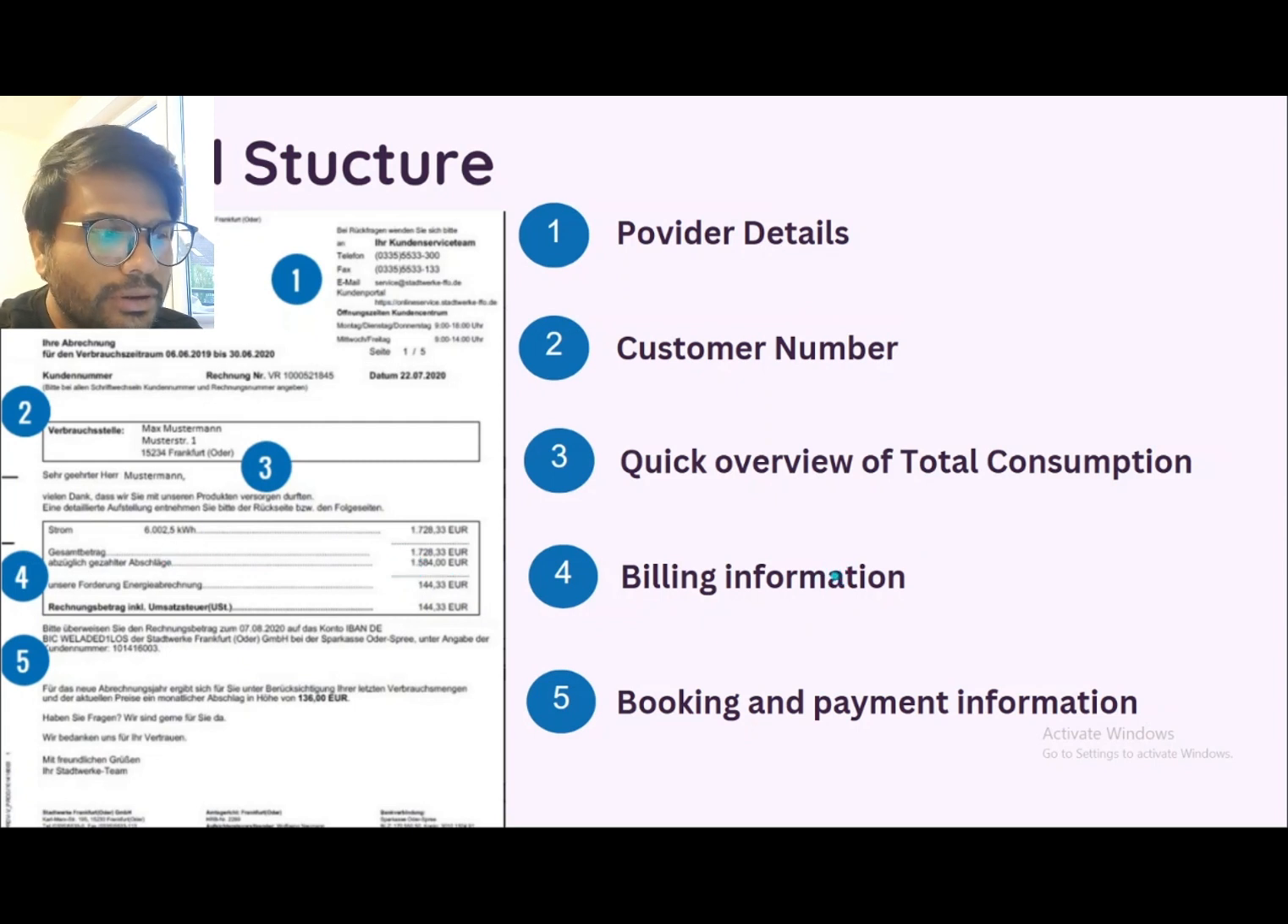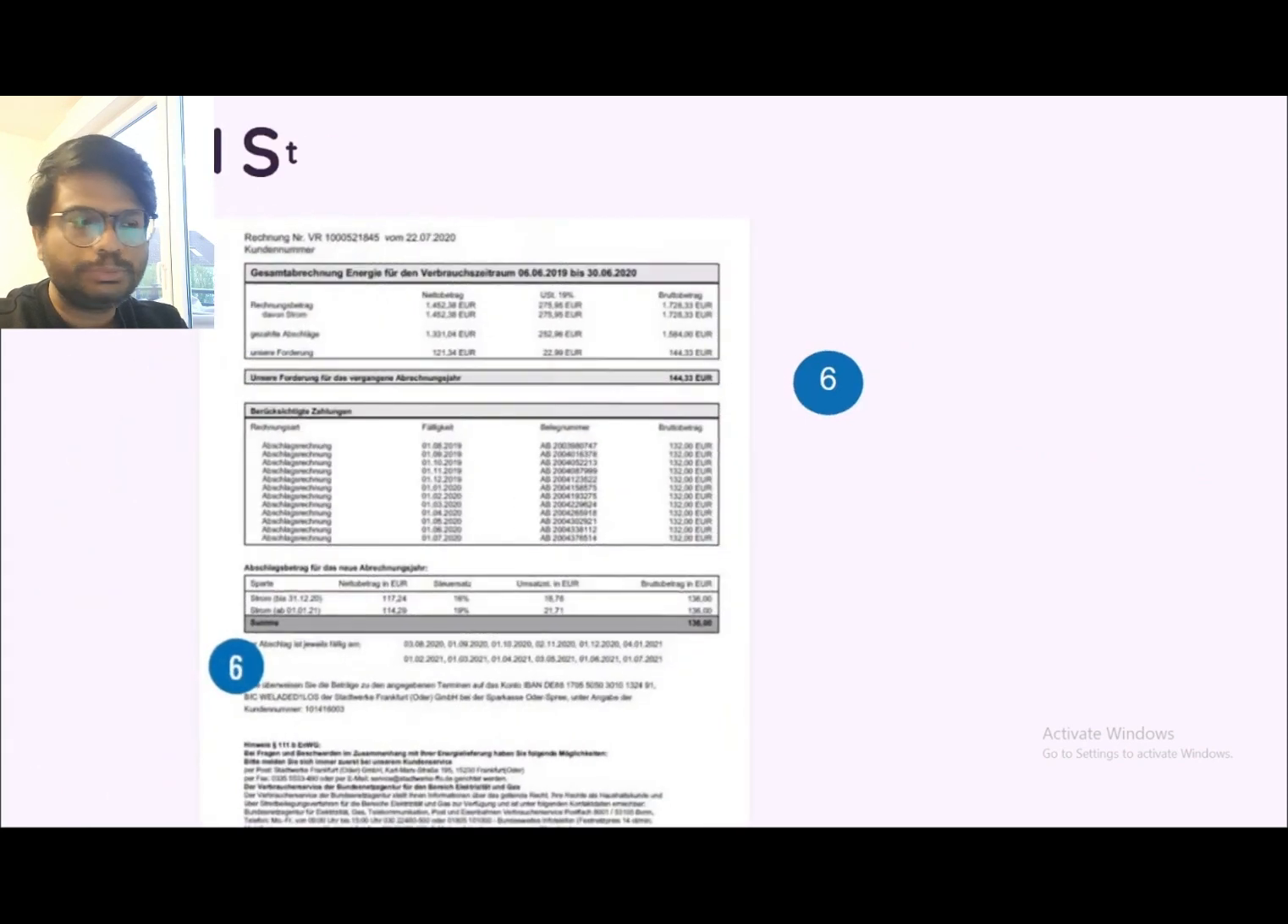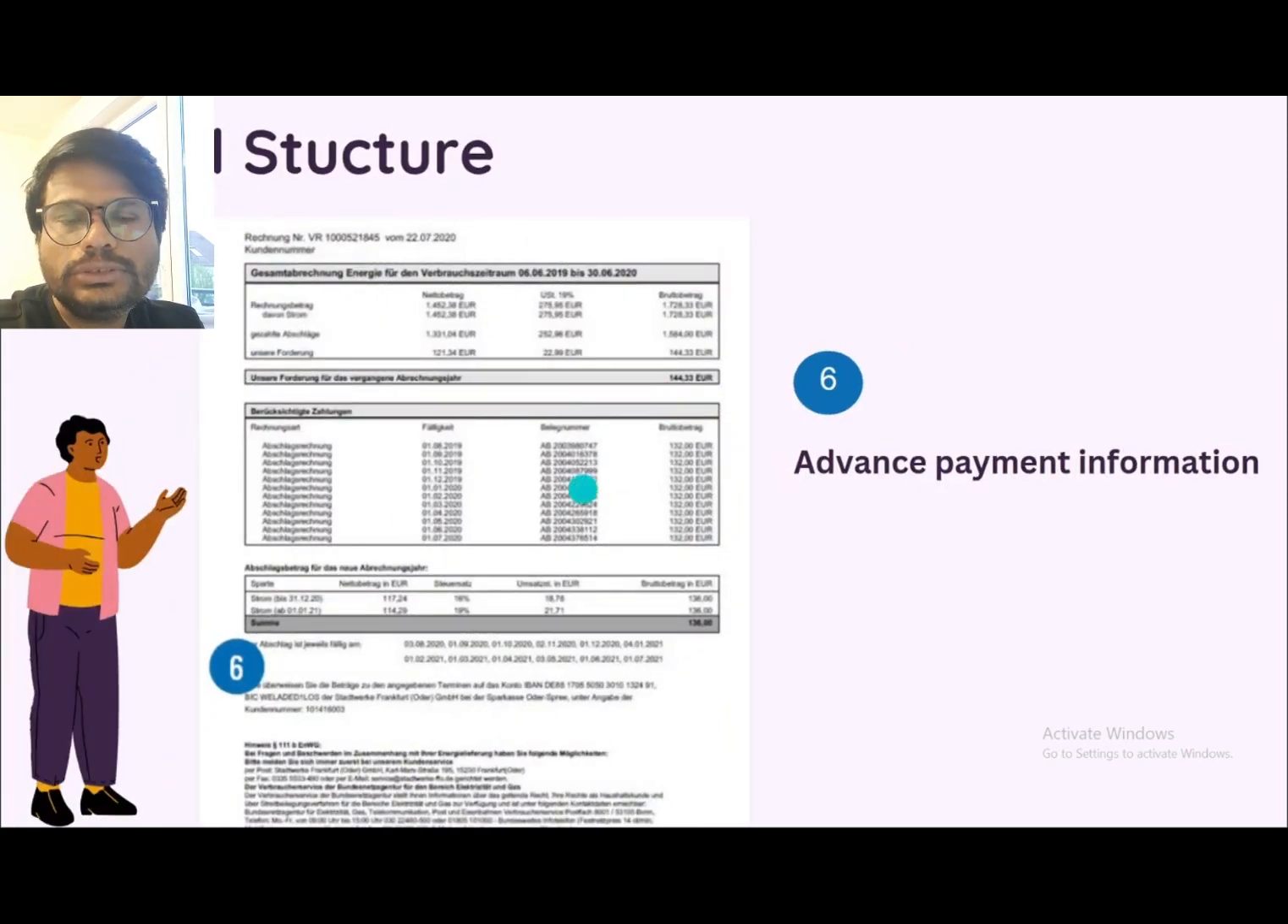Then you have advance payment information. When it comes to your electricity bill, you have the possibility of paying monthly, or you can pay for the whole 12 months in advance, or you can pay at the end of the year contract, or you can also pay on a monthly basis.